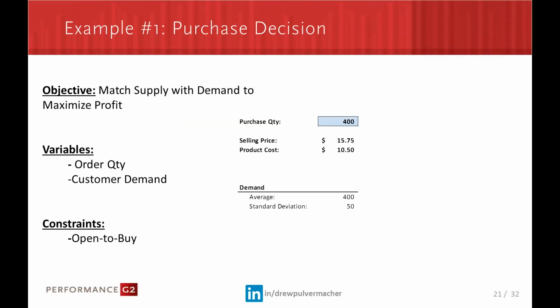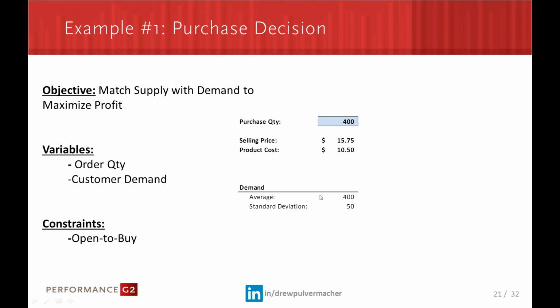All right, example number 1, purchase decision. The objective is simple, guys. Not going to get into formulas here. Objective: match supply with demand to maximize profit. Variables: we can control how much we order. What we can't control is demand. We can influence it, yes, absolutely. Constraints: open to buy, which is basically the budget you have to buy a product, right? So our selling price, call it $15.75, product cost at $10.50.